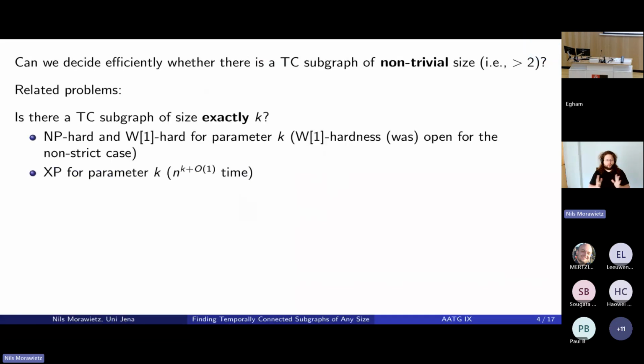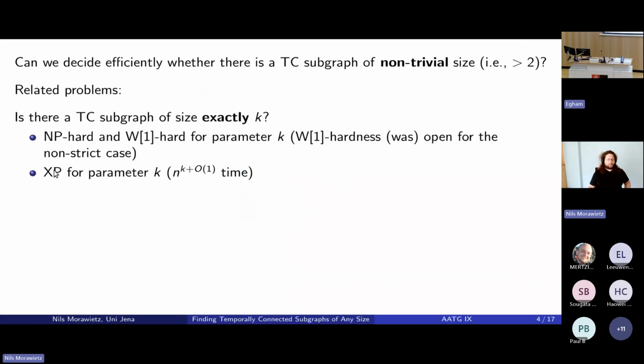It is usually phrased as closed temporal connected components. Here, TC subgraphs are essentially the same thing. So what was done there before is about the question, is there a TC subgraph of size exactly k? This is NP-hard in all settings, and W[1]-hard also in all settings for this parameter k. For the non-strict case in undirected graphs, this was open. We answered that it's also W[1]-hard like the other cases.